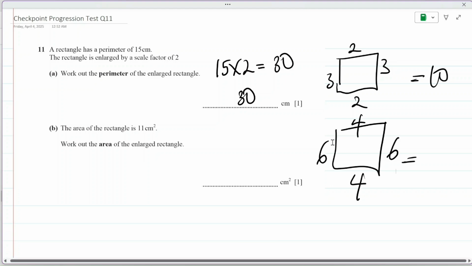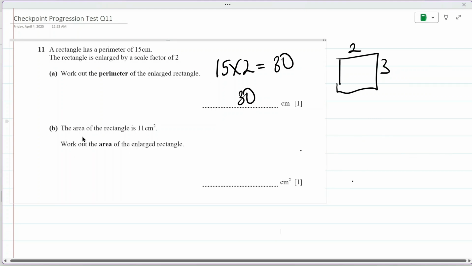We add all the sides together. 4 plus 6, that's 10. 10 plus 4, that's 14. 14 plus 6, that's 20. The actual perimeter is 10, but when you increase it by a scale factor of 2, you get 20. For 10 to give you 20, you have to multiply 10 by 2 to give you 20. Same as if you have the perimeter of this, just multiply by 2, you get your result.